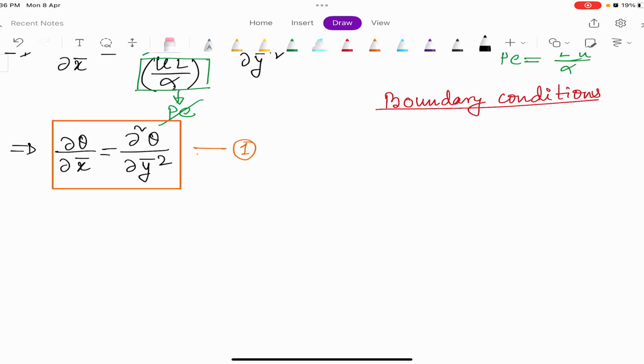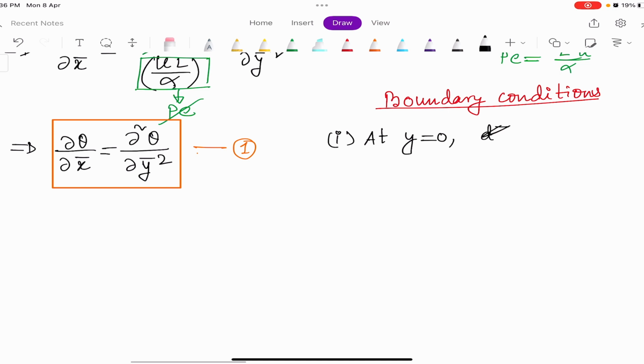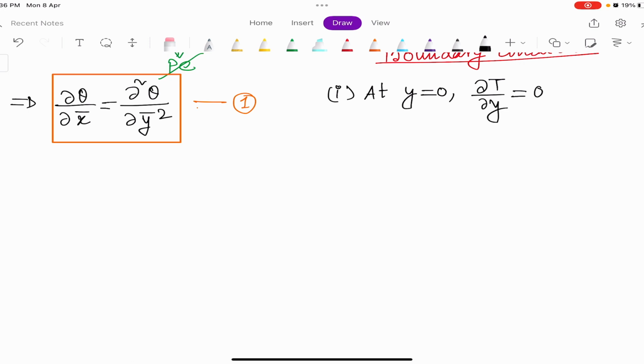So first, in terms of the dimensional variables, at y equal to 0, I have my del T del y equal to 0. So in terms of the non-dimensionalized variable, what will it be? At y bar equal to 0, my del theta by del y bar will be 0, correct.